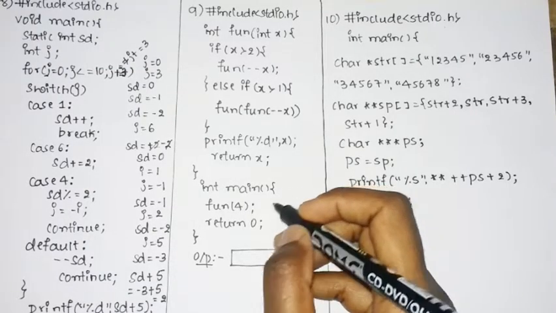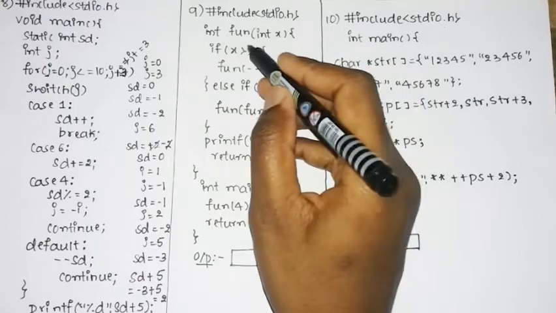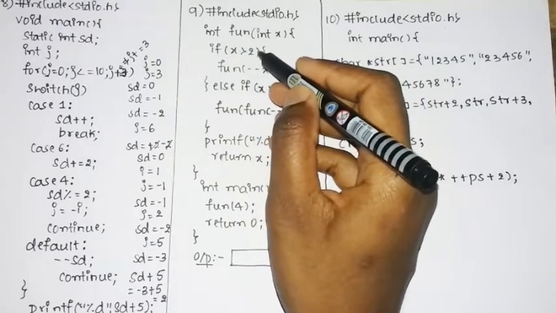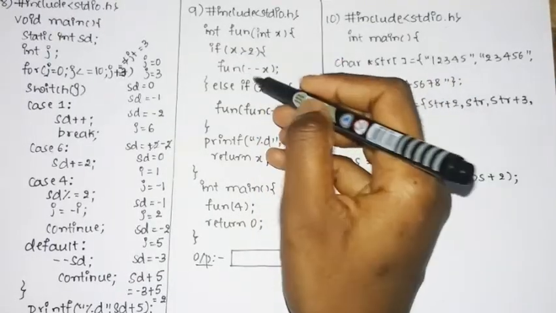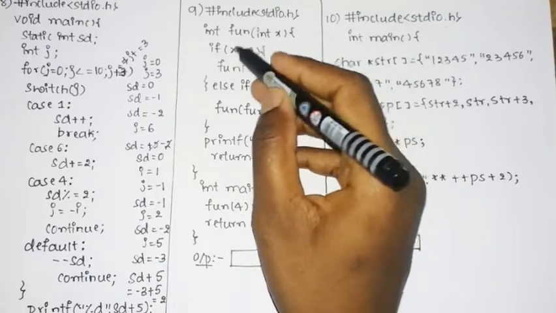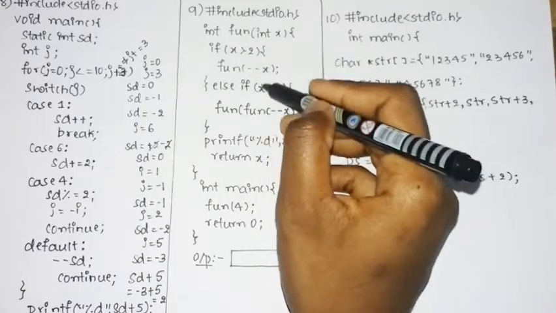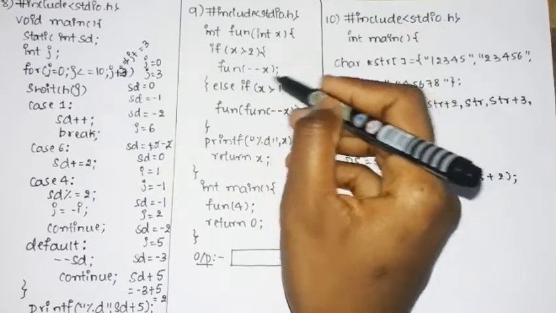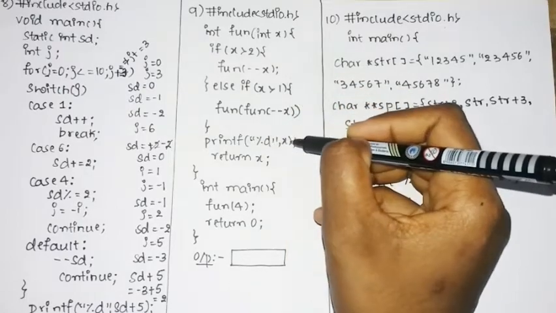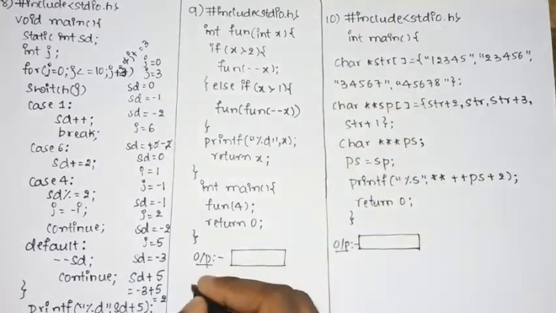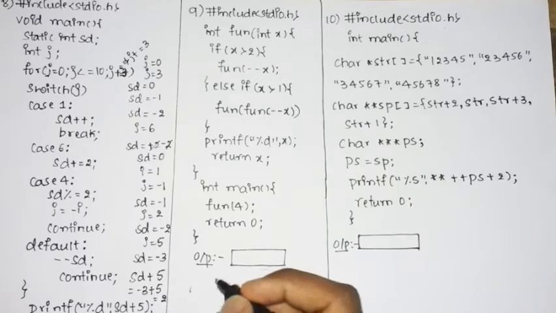So here you can see function 1. Whether 1 is greater than 2, the condition becomes false. So minus, the condition is false. Again 1 is greater than 1, again the condition is false. So again it will print %d x. So the value it is printing is 1.